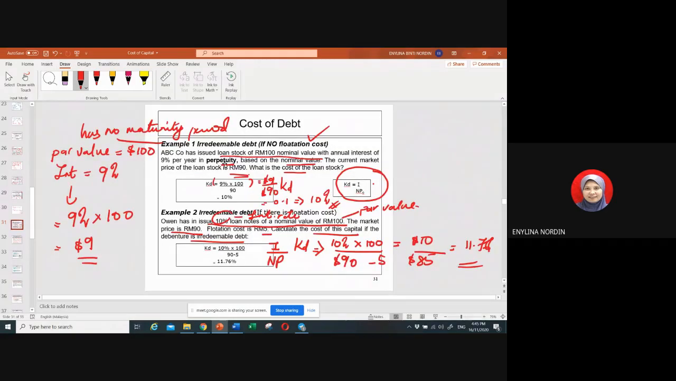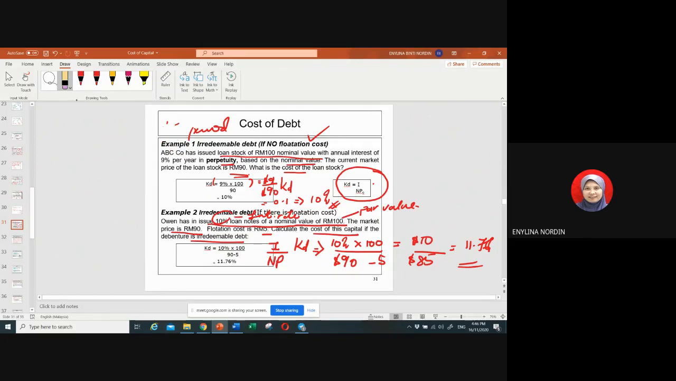This is for the irredeemable bond. Irredeemable bond, that means, let me rub this one first before I explain to you how to calculate the cost of debt for the irredeemable bond.